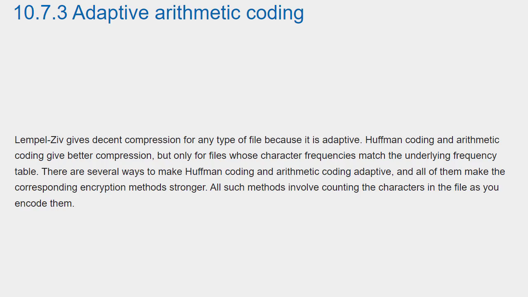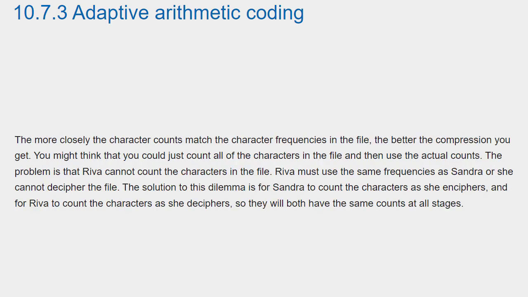There are several ways to make Huffman coding and arithmetic coding adaptive, and all of them make the corresponding encryption methods stronger. All such methods involve counting the characters in the file as you encode them. The more closely the character counts match the character frequencies in the file, the better the compression you get.